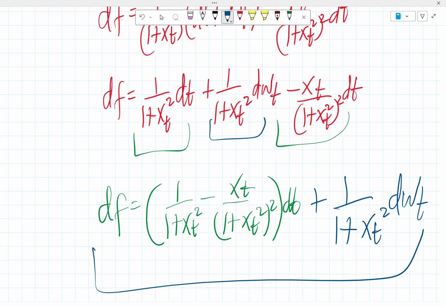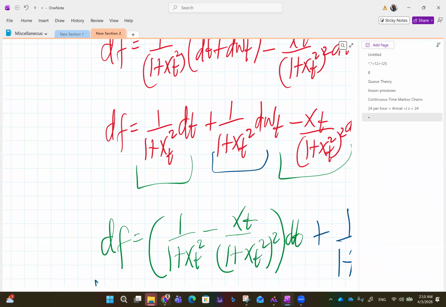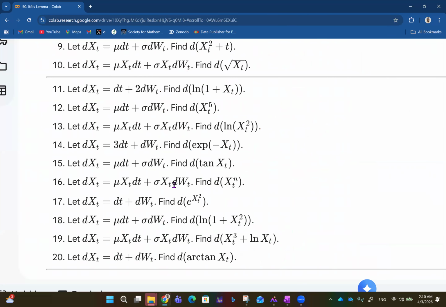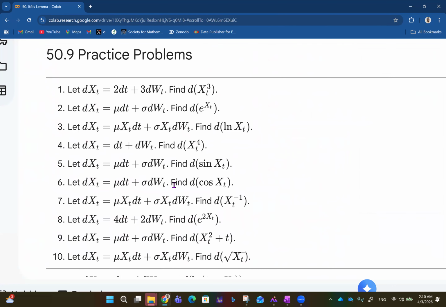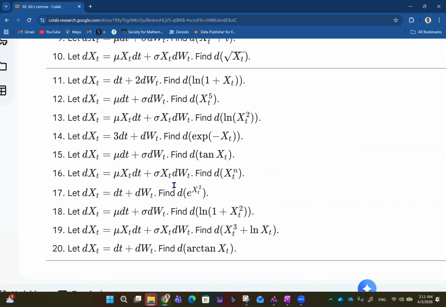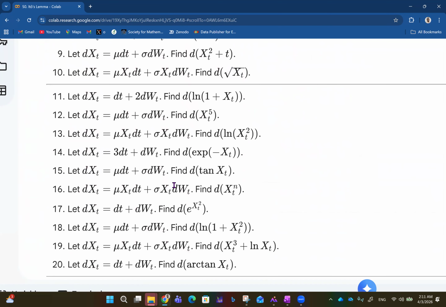Okay. So with this, we come to the end of this interesting video about Ito's lemma, I believe. So don't forget to try your hands on the other questions. You have 1 to 10 and 11 to 20. Let me know how helpful this is for you. And if there's something else you'd like me to try out, feel very free to let me know.